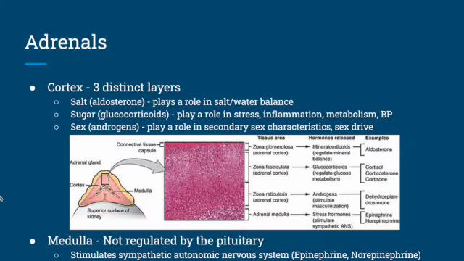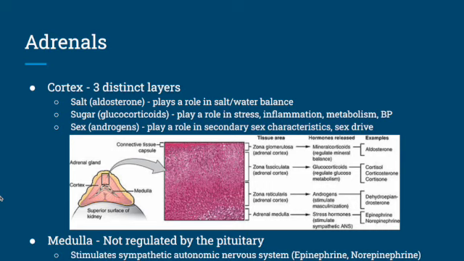Next, we'll talk about the adrenal glands, which we will break into the cortex and the medulla. Now, the medulla is not regulated by the pituitary gland, and that is the part of the adrenals that is stimulating the sympathetic ANS, the autonomic nervous system. So that's making things like epinephrine, norepinephrine. That's going to be your fight or flight response.